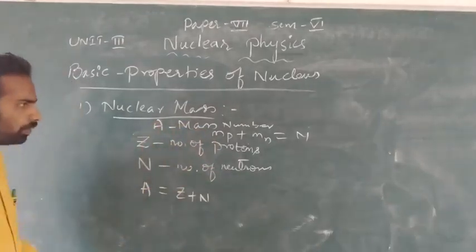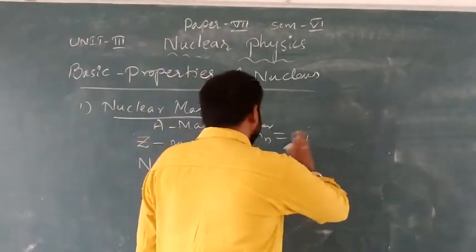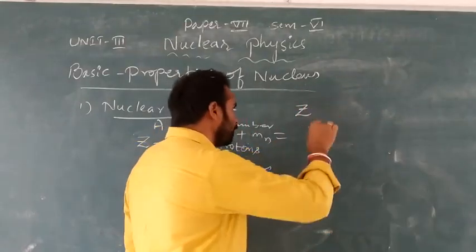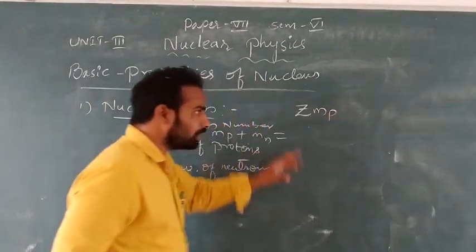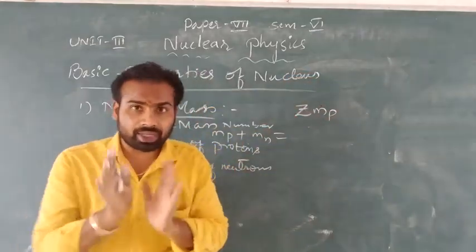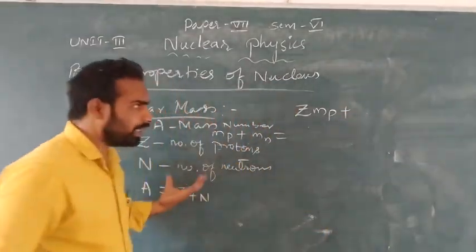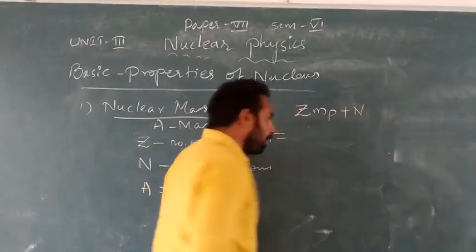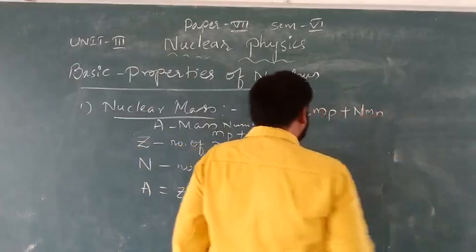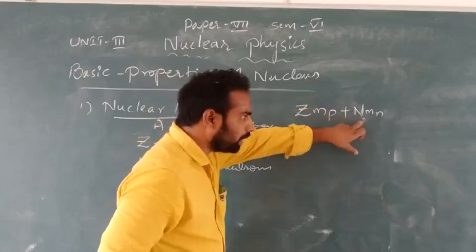Now, what is the total mass of the nucleus? See, the number of protons present in the nucleus is Z, and the mass of each proton is Mp. So the total number of protons times the mass of each proton gives the total mass of protons in the nucleus. Plus, the total number of neutrons present in the nucleus is represented by capital N, and the mass of each neutron is small mn. So the total mass of the protons plus the total mass of the neutrons.